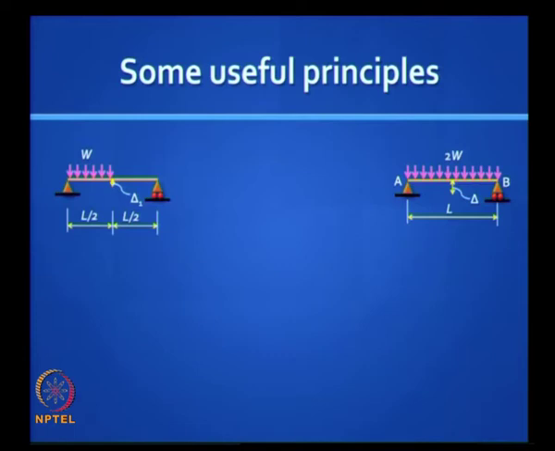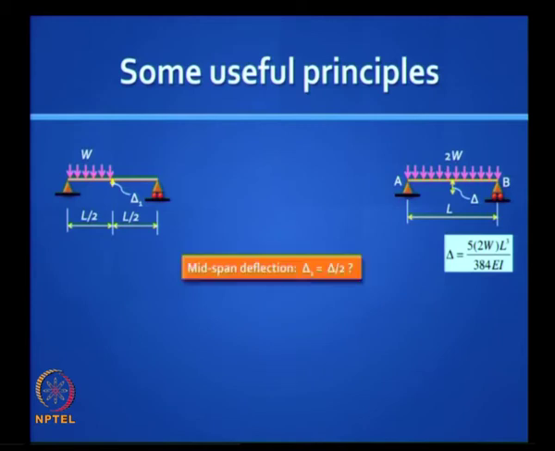Here are some useful principles. I think I have asked you this question earlier, but here it goes again. Take a simply supported beam. Let us say half the beam is loaded and the deflection at the midspan is delta 1. Let us say the full beam is loaded, the deflection is delta in that beam. Can we say that, and you can get a formula for delta if you wish, can we say that the midspan deflection delta 1 is half of delta? Yes or no? Yes.